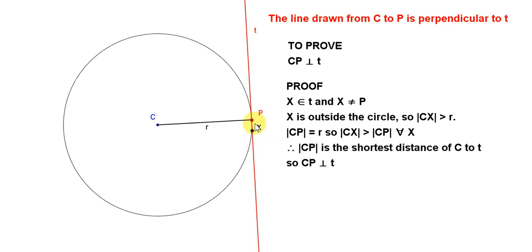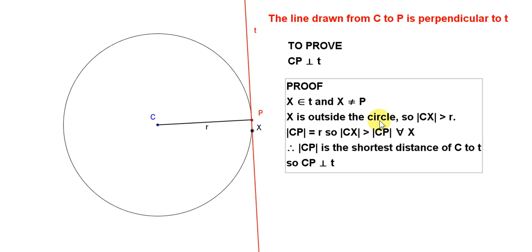Now, since x is not equal to P, obviously x is not on the circle, because the only point that's on both the line and the circle is the point P. Not only is x not on the circle, but x must be outside the circle, because if x was a point on the line T inside the circle, then the line T would cut the circle at 2 points, and that's not the case.